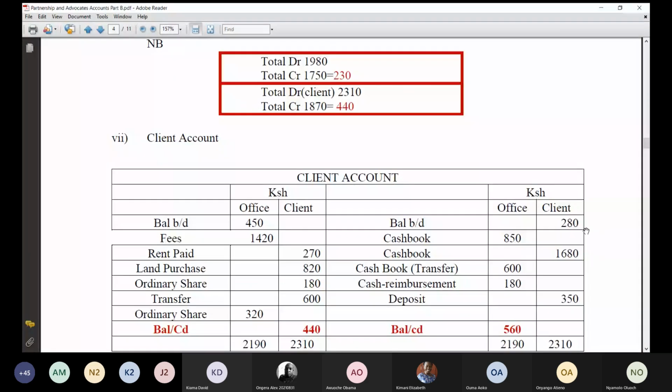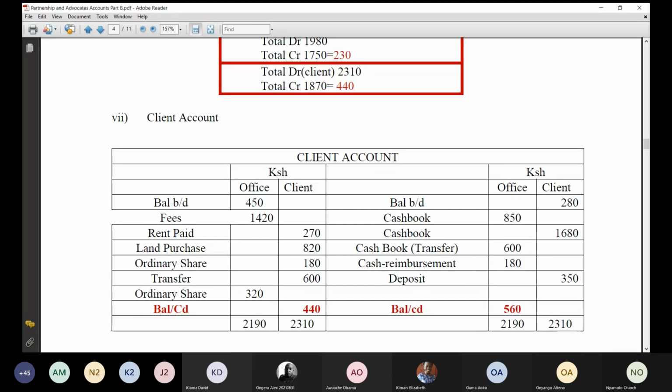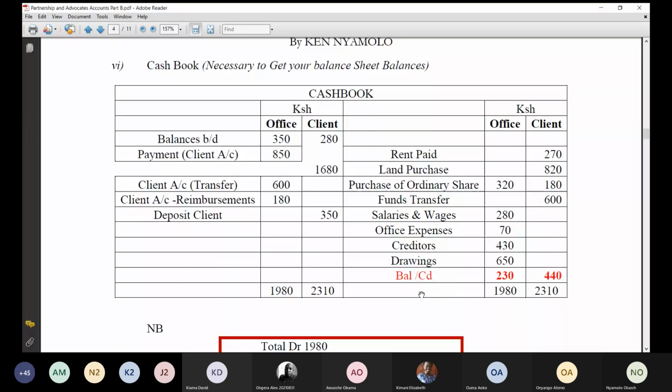So then you will again come and debit the client account with what was purchased for them, and our office account with the 320, which means they owe us that 320.